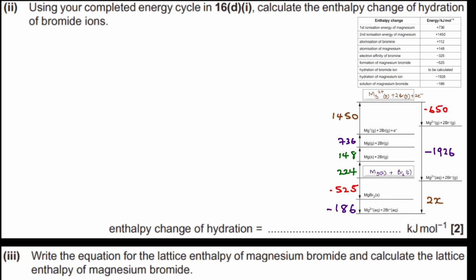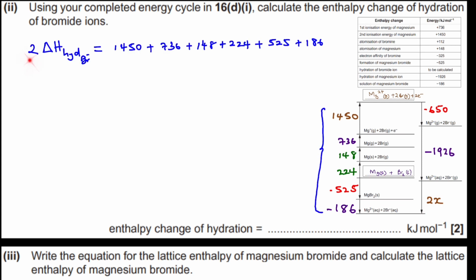Now we need to calculate the value of 2X. So to do that, we've got the 2 delta H hydration of bromide ion. Now we add all these together. Don't worry about the sign. When we add them all together, we need to take away these ones on the right hand side. You add them all together, but they'll be minus because it's going down. So just add them all together, and we get 3206 for the addition of all these.